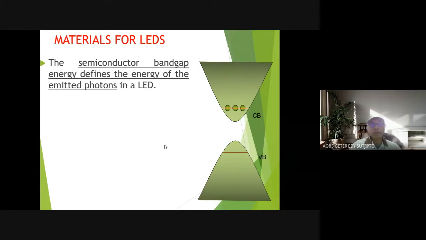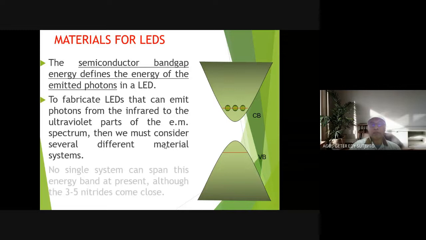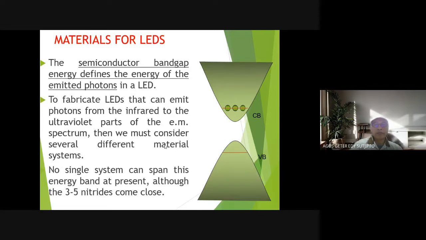Okay, we continue. The semiconductor band gap energy defines the energy of the emitted photon in the light. So this is the illustration, and then the materials are a combination between group 3 and 5 nitrides.